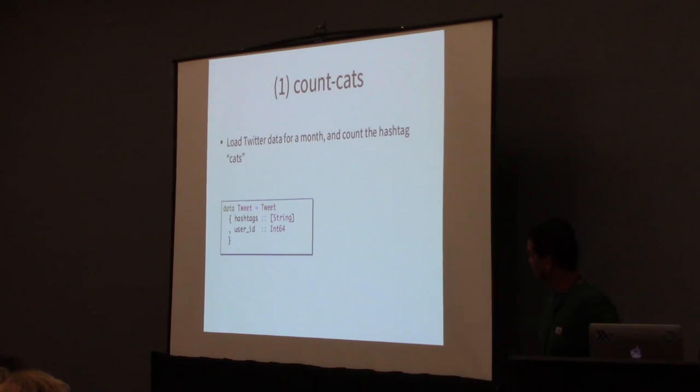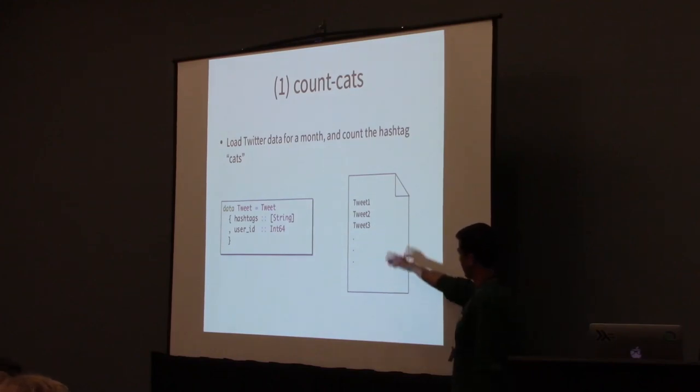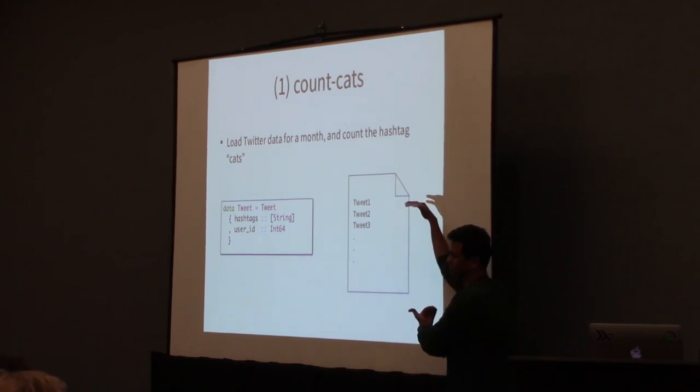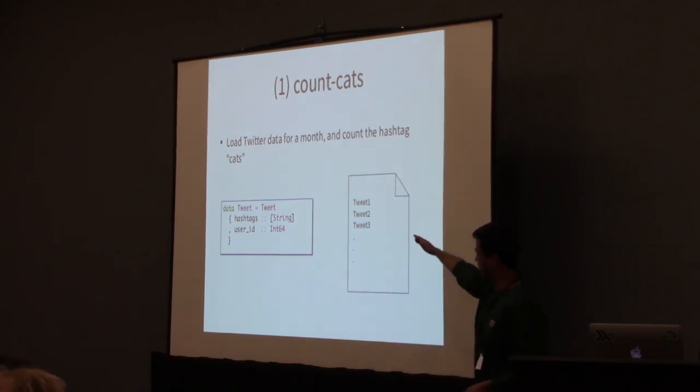This is what a tweet looks like. It has hashtags and a user ID. And the data is structured. Every line is a separate JSON object. The whole thing is not a JSON array. It's one JSON object per line.